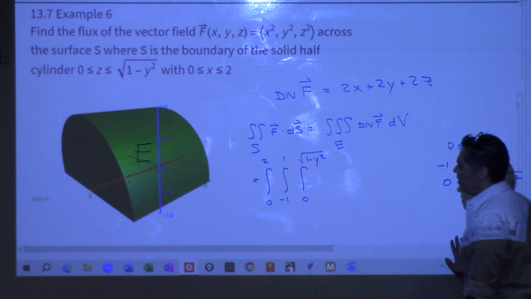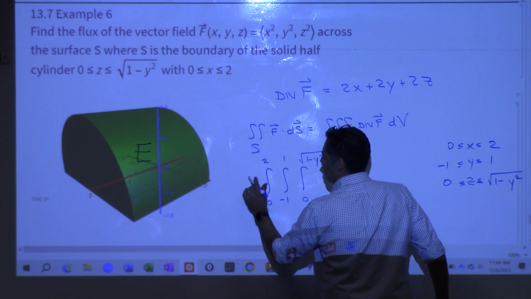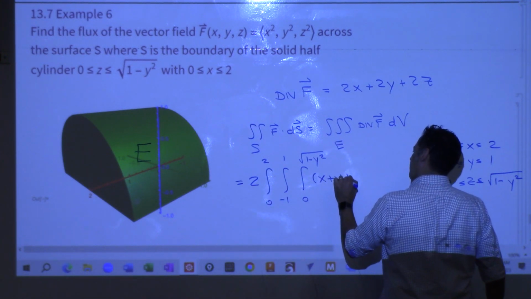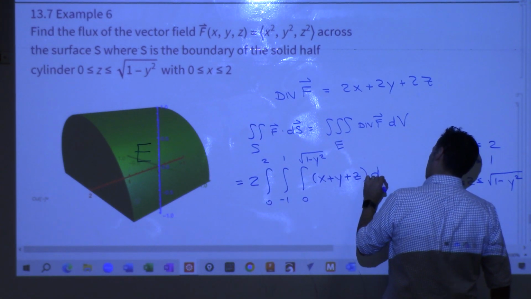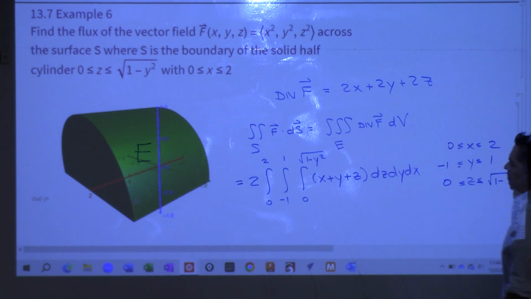And then what am I actually integrating? 2x plus 2y plus 2z. How about I do this? Pull a 2 out and just make this x plus y plus z, dz dy dx. We could do this, yes? I mean, it's not fun, but we could do this.